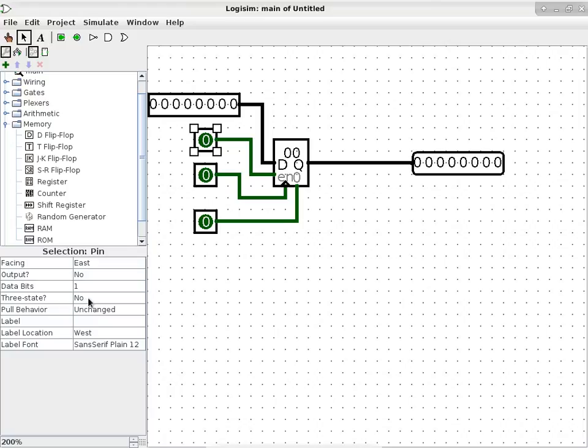And I can obviously label these things correctly so that it has meaning. So this is our EN or enable pin. This is our clock pin, CLK. Oops, I keep doing that.